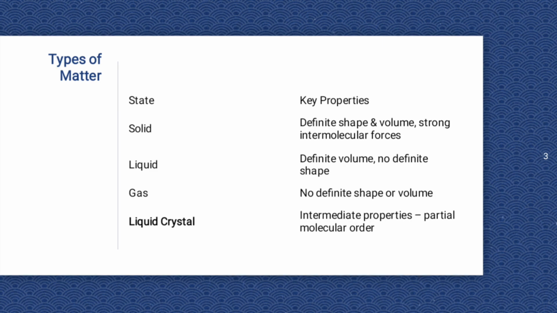So in this, if you see, we have written that liquid crystal has intermediate properties, that is partial molecular order. Okay, so partially ordered and partially fluid. You can imagine them as an ordered liquid; they have an ordered structure but they are in liquid state. Okay, then moving to its classification.